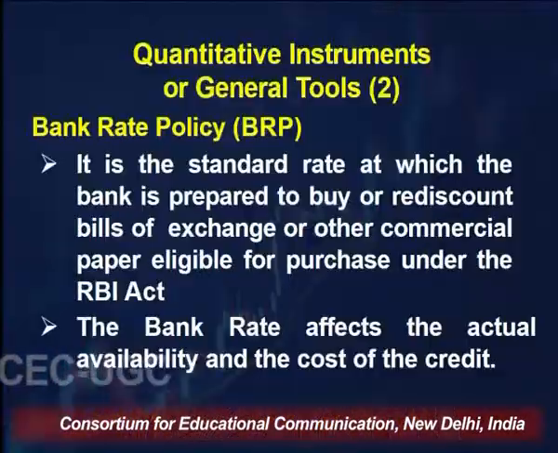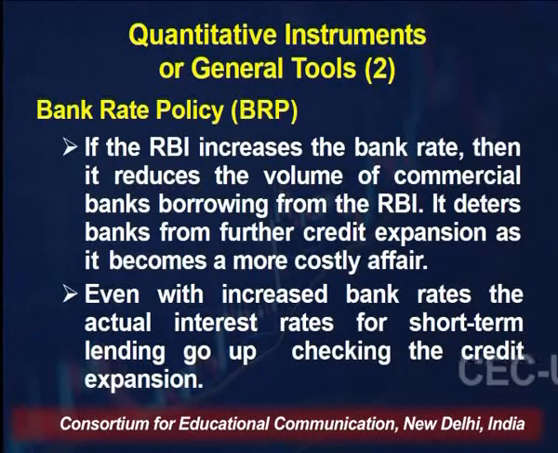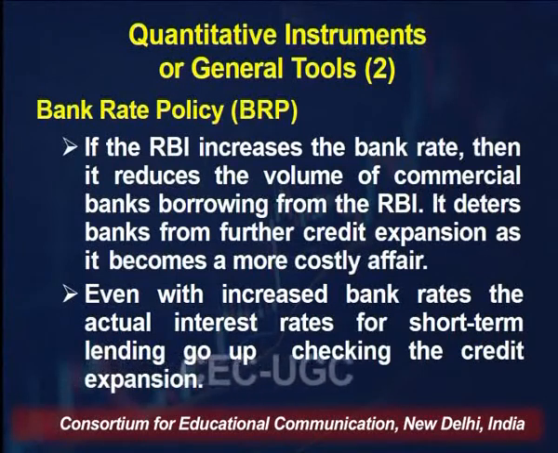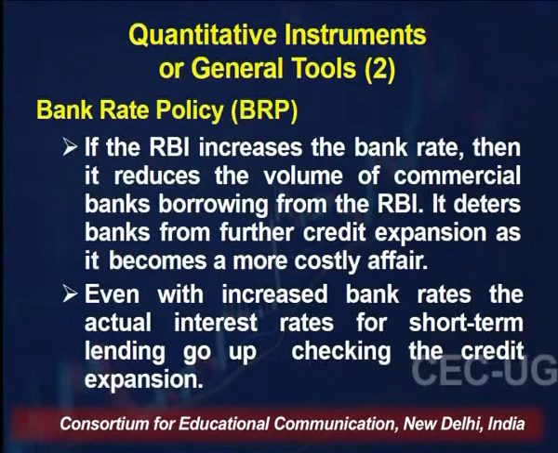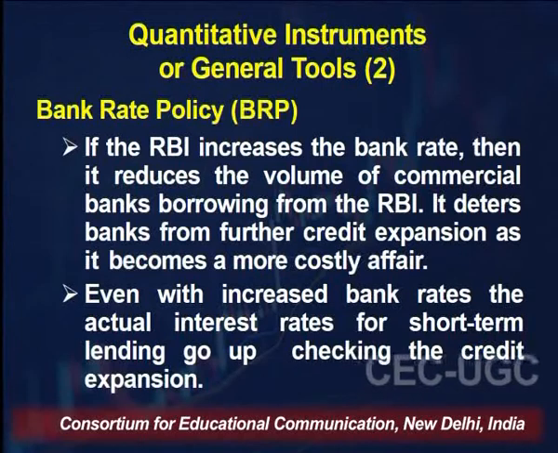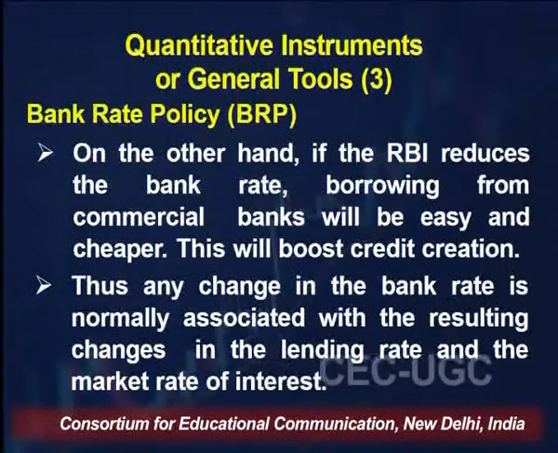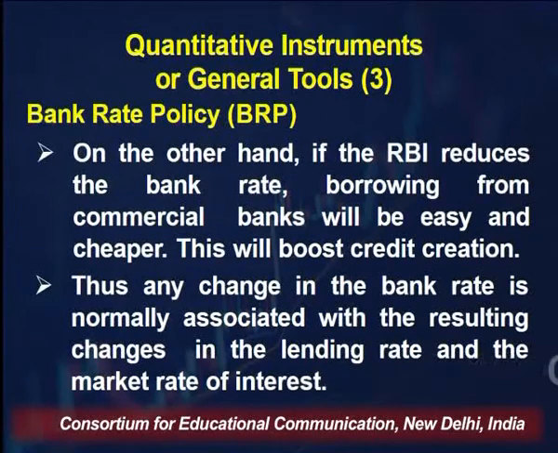The bank rate affects the actual availability and the cost of credit. If the RBI increases the bank rate, then it reduces the volume of commercial banks' borrowing from the RBI. So, it deters banks from further credit expansion as it becomes a more costly affair because of the increase in the bank rate. Even with an increased bank rate, the actual interest rates for short term lending go up, checking the credit expansion. On the other hand, if the RBI reduces the bank rate, then borrowing by commercial banks will be easy and cheaper, and this will boost credit creation.